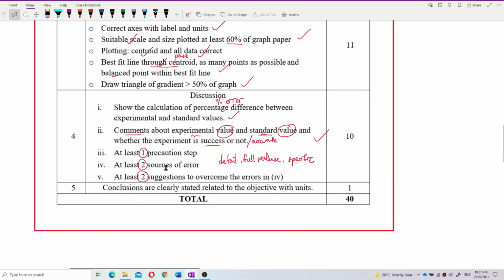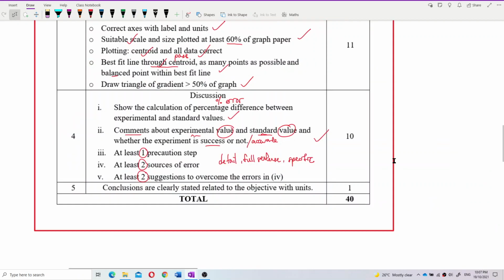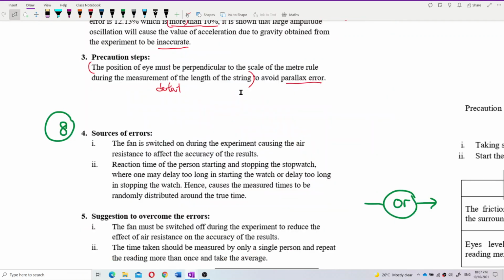So look at it. One precaution: the eye must be perpendicular to avoid parallax error. So here they take a precaution during the experiment. Avoid parallax error, not by just saying parallax error and then a full stop. You must say the whole sentence like that. Must be detailed, full sentence. Understand? Good. This is what I want.